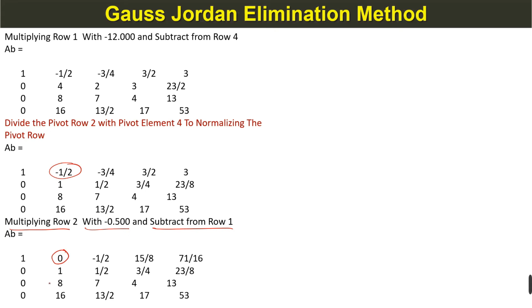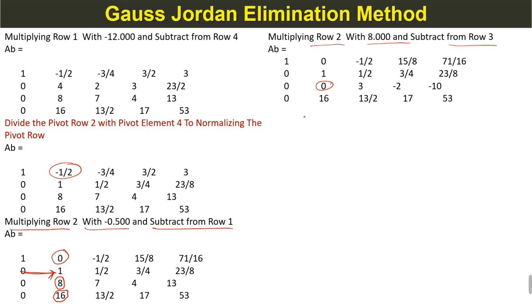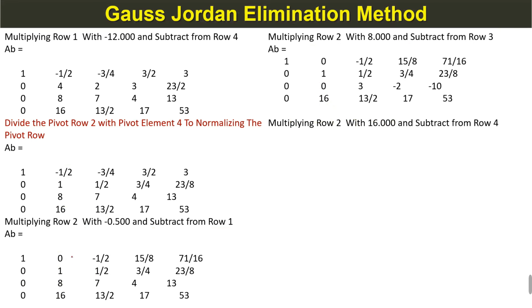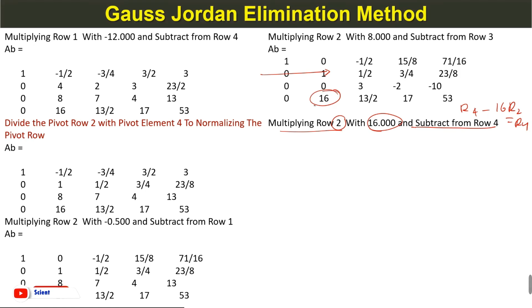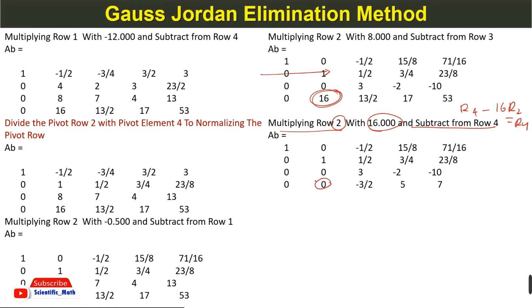Now this is eliminated. This is equal to 0, and next we multiply this one with r2 and subtract from r3, and this is equal to 0. Now r4 minus 16 times r2, this will be equal to r4. So multiplying r2 with 16 and subtracting from r4, r4 minus 16 times r2, this will be equal to r4, and this will be 0. Now this is eliminated.